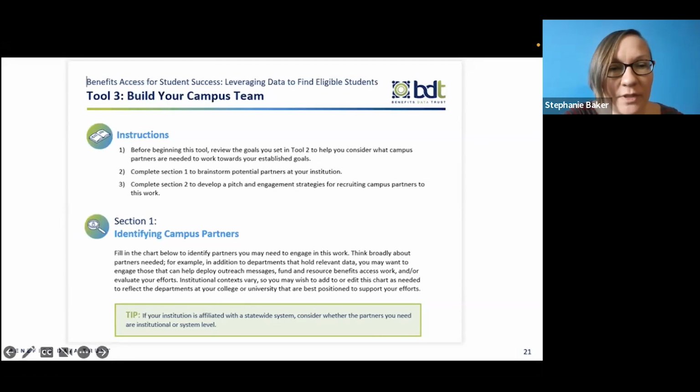It includes a chart that was a bit too large to include on our slides here, but that chart names many different departments that might be relevant to this work and what kind of role they could play, so that when you're walking through the toolkit, you can start to think about what campus partners are going to be needed in your given context.